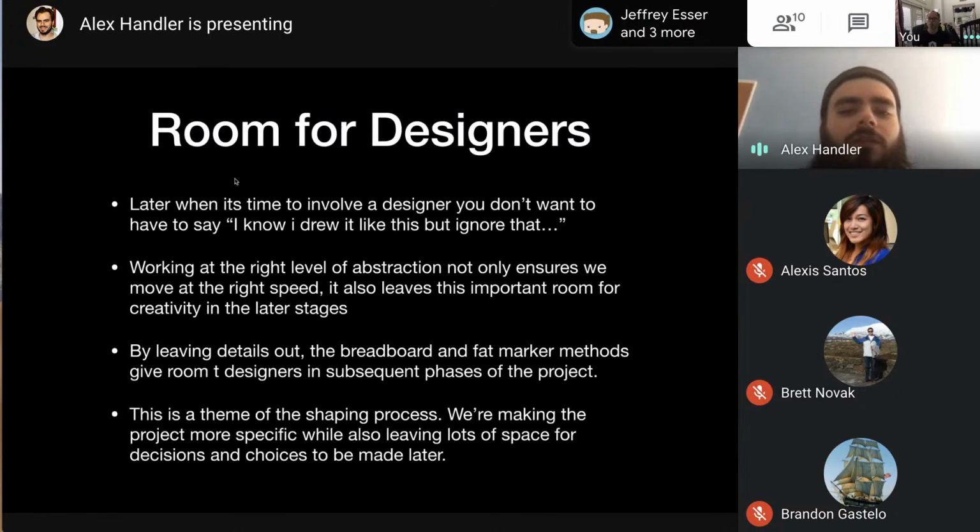So working at the right level of abstraction not only ensures we move at the right speed, but it also leaves important room for creativity in the later stages. By leaving details out, the breadboard and fat marker methods give room to designers in subsequent phases of the project. And this is the theme of the shaping process: we're making the project more specific while also leaving lots of space for decisions and choices to be made later. I think that's definitely what I've gotten from it, at least so far.